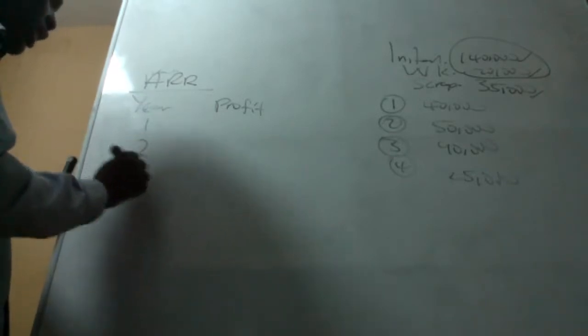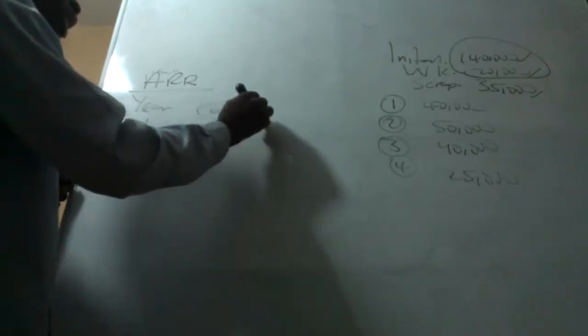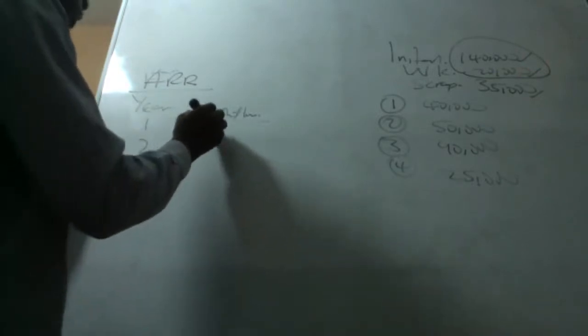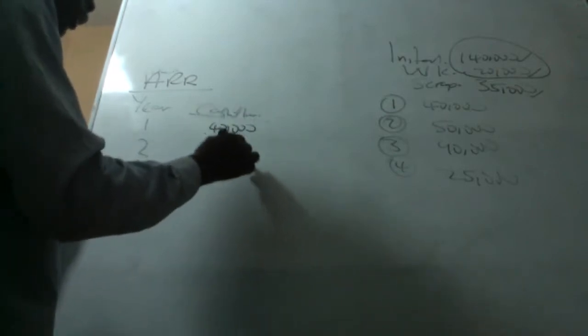So here I have year 1, year 2, year 3, year 4, right? They've given me cash flow, so here I record cash. I will not record profit. Okay, so year 1, the cash flow is 40,000. Year 2 is 50,000, year 3 is 90,000, and finally year 4 is 25,000.